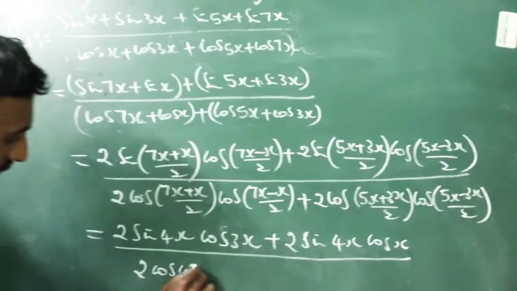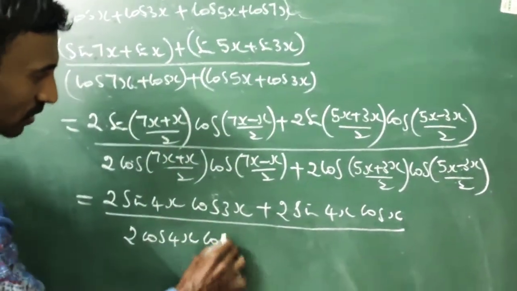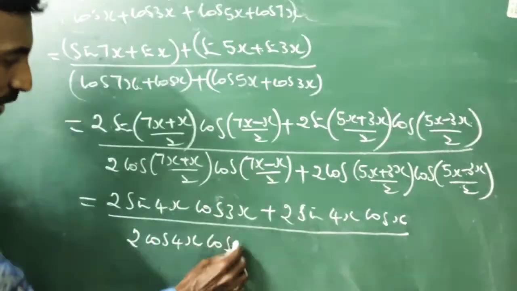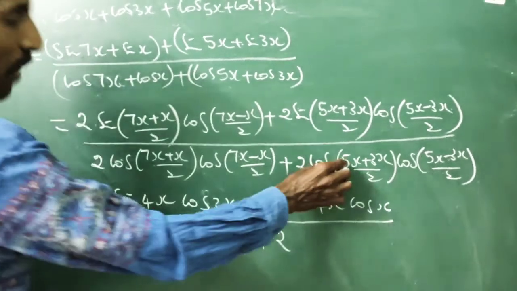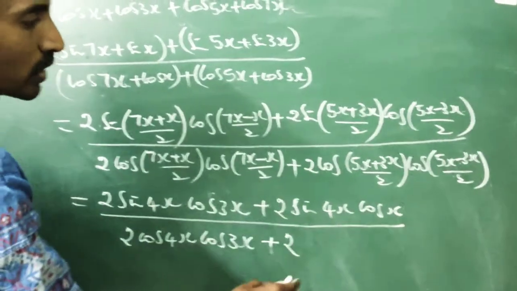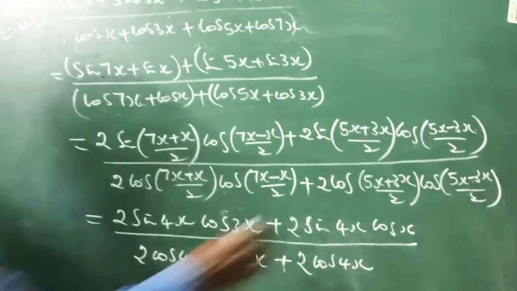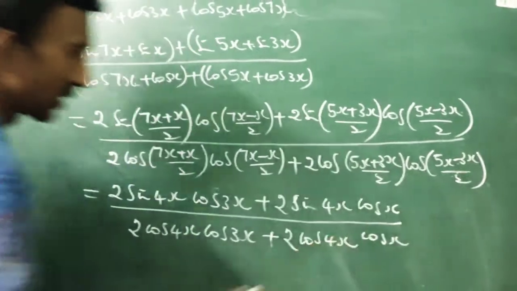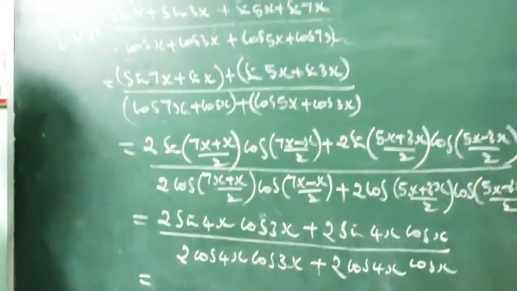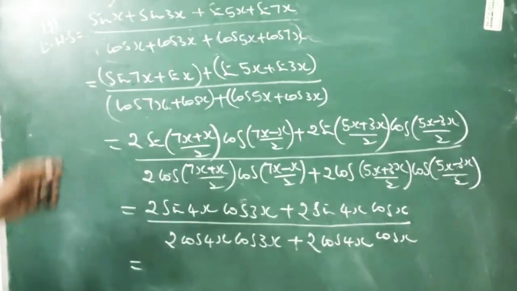Cos 4x, again cos, 7 minus 1 is 6 by 2 is 3, cos 3x plus 2, 5 plus 3 is 8, 8 by 2 is 4, 2 cos 4x, okay. 5 minus 3 is 2, 2 by 2 is 1, so cos x, okay. So both numerator and denominator, okay.